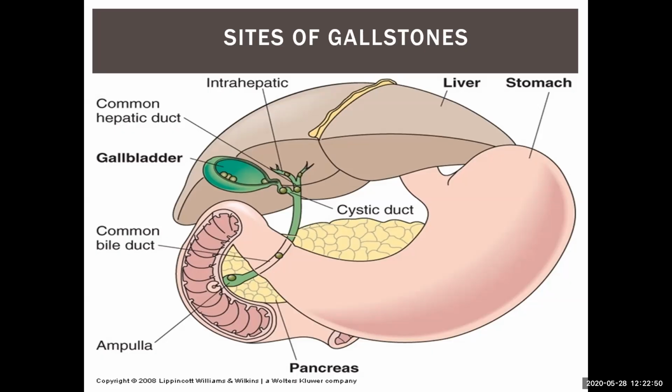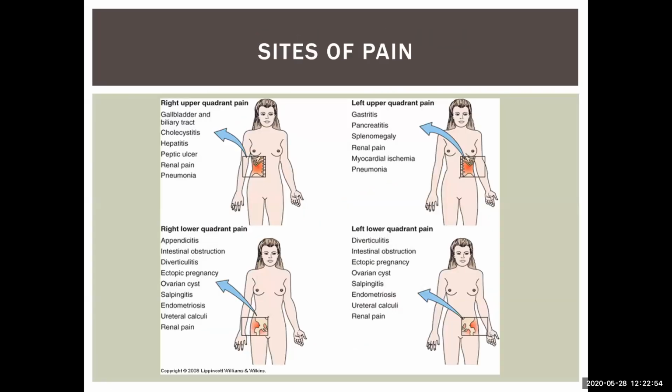Sometimes they get stuck, and then that person has extreme pain and their skin turns yellow because the bile is not being excreted, and that is referred to as jaundice because the bile is building up in the blood. Here's a picture showing you in the 4 quadrants what kind of condition it could be related to pain.